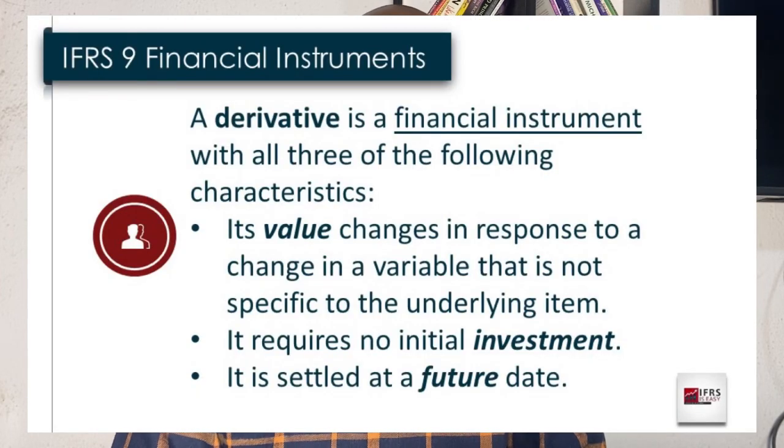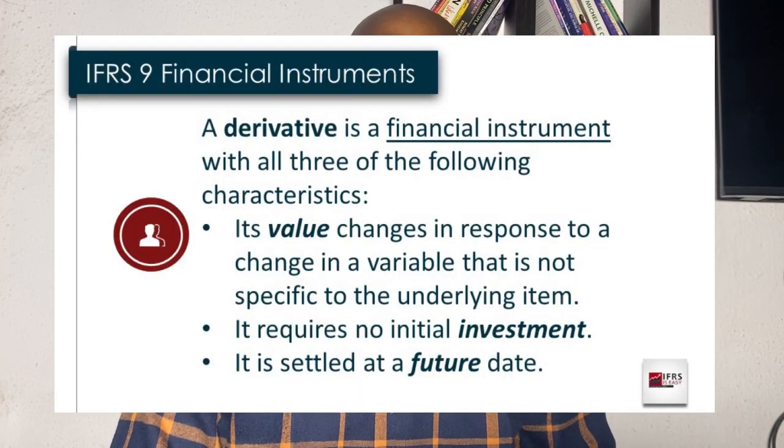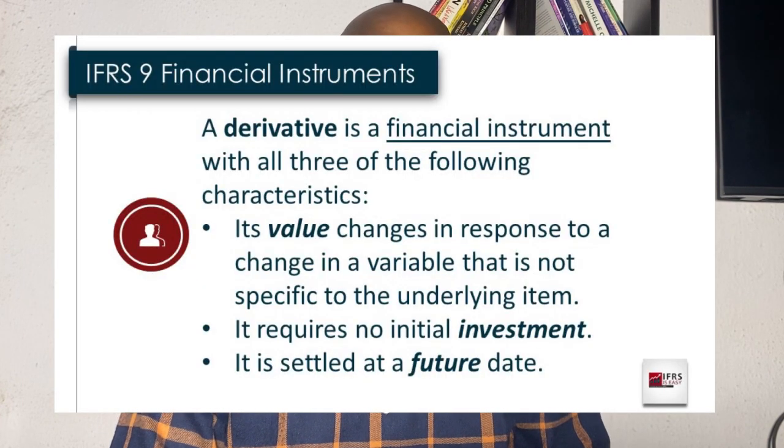So let's get started. A derivative is a financial instrument with all three of the following characteristics. Its value changes in response to a change in a variable that is not specific to the underlying item. It requires no initial investment. It is settled at a future date. But in fact, we are not starting with that. We are starting with where our emphasis is, which is financial instruments.